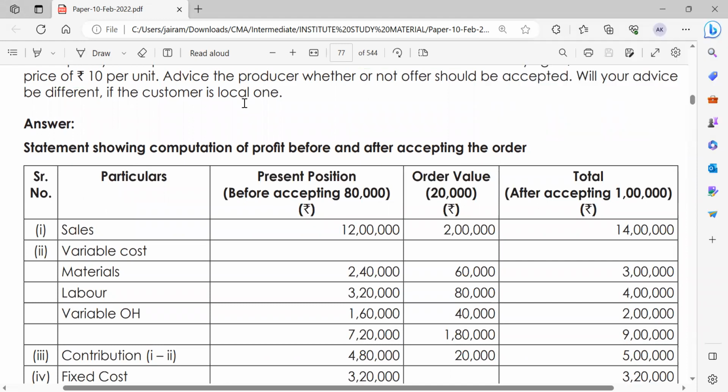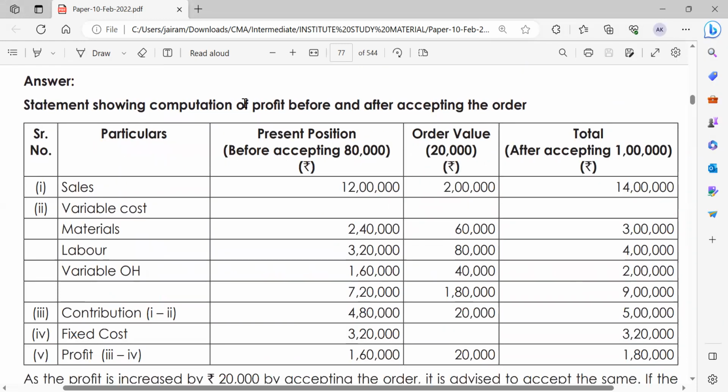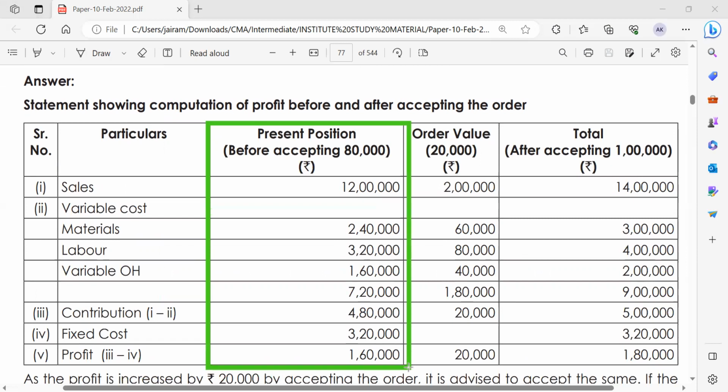The first part. Okay, this is our present profit. Whatever they have given is put here. 12 lakh is the sales. This was your variable cost, 7,20,000 minus, because the contribution was 4,80,000. The contribution minus fixed cost is profit. Okay, this is the first thing which we have got.